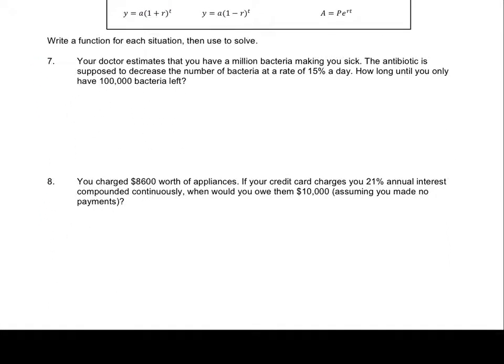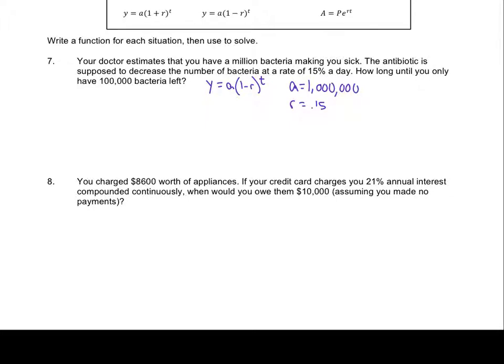Moving to our story problems. Doctor estimates we have 1 million bacteria. So our starting value is 1 million. It's decreasing, so we're going to use y equals a times 1 minus r to the t power. a is 1 million. r is 0.15, and it is decreasing.